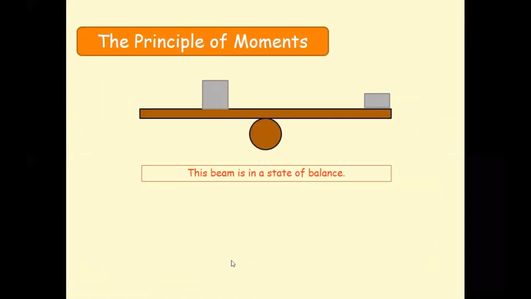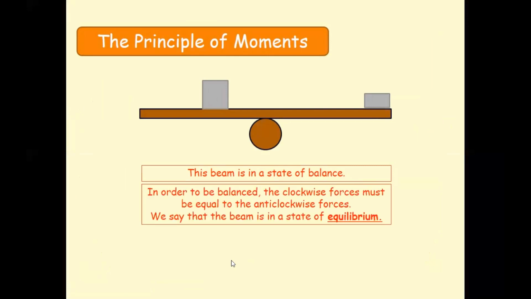For example, this beam you observe is in a stable, balanced condition. That means the forces acting on that beam are in uniform equilibrium. All the forces acting on one side balance the forces on the other side, right? So in order to be balanced, the clockwise forces must be equal to the anti-clockwise forces. That is why we say that this beam is in a state of equilibrium.